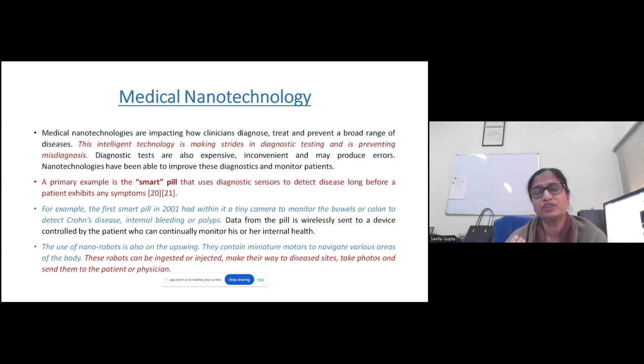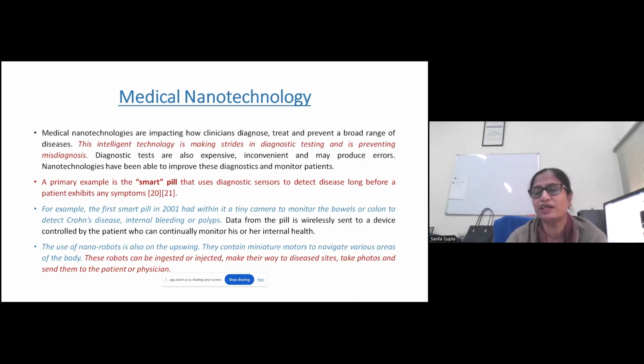Similarly, a nano robot or smart pill was discovered which can be taken orally or injected in the body to monitor the bowel and colon conditions, so that we can avoid Crohn's disease, which leads to internal bleeding in the intestine. The use of nano robots and nano pills is already on the upswing. They contain miniature motors and cameras to navigate various areas of the body. These robots can be ingested or injected.